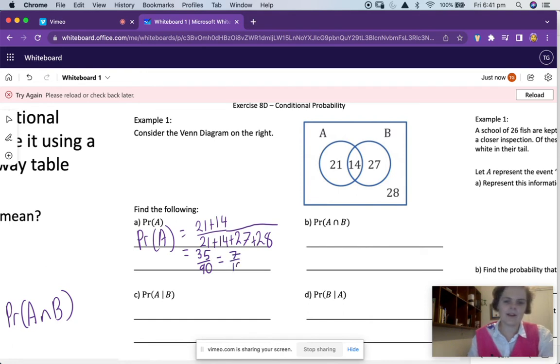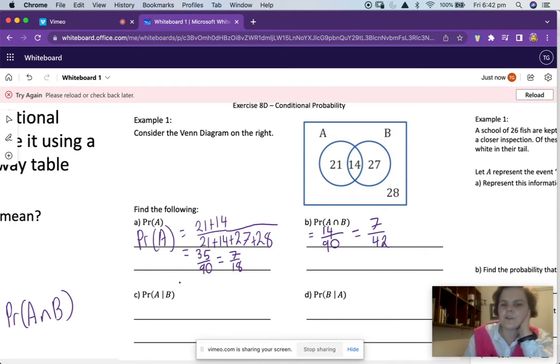7 out of 18. All right, probability of A intersect B. That is talking about our intersection. So the probability of A intersect B is equal to 14, our intersection, out of 90. And again, I can see I've got two even numbers here, so let's simplify that fraction. 7 out of 45, common factor of 2.